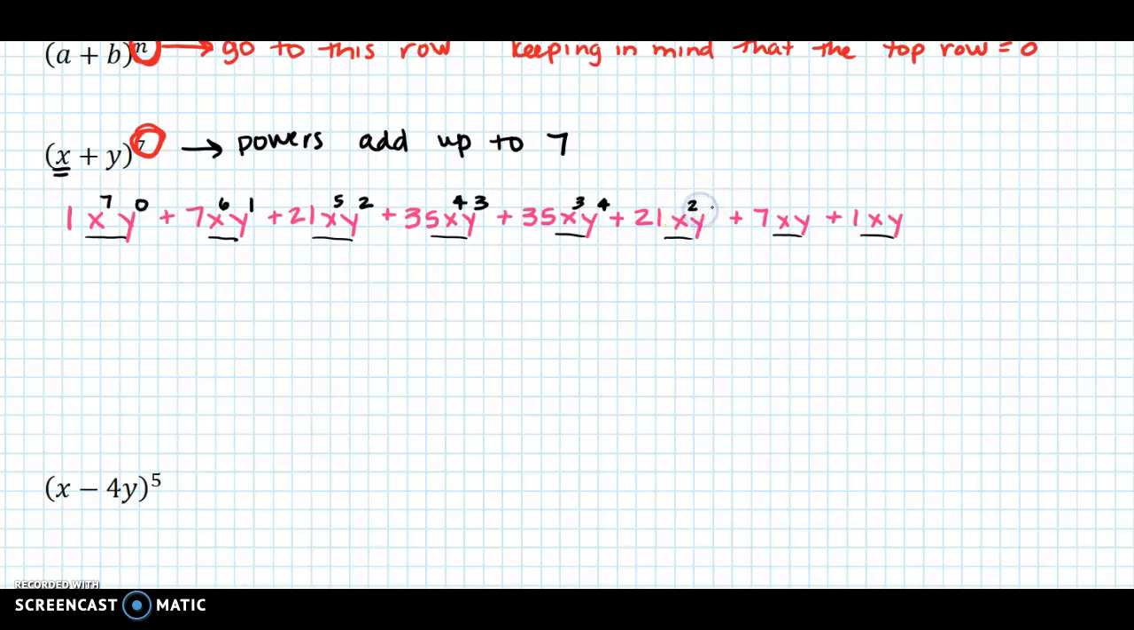21x squared, y to the 5th, because that still makes 7. X to the 1st, y to the 6th, and then go to 0, y to the 7th. And that's your binomial, totally expanded.